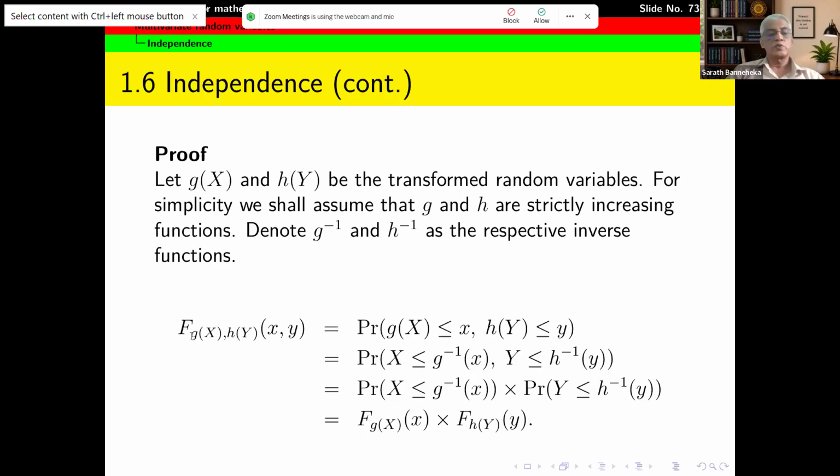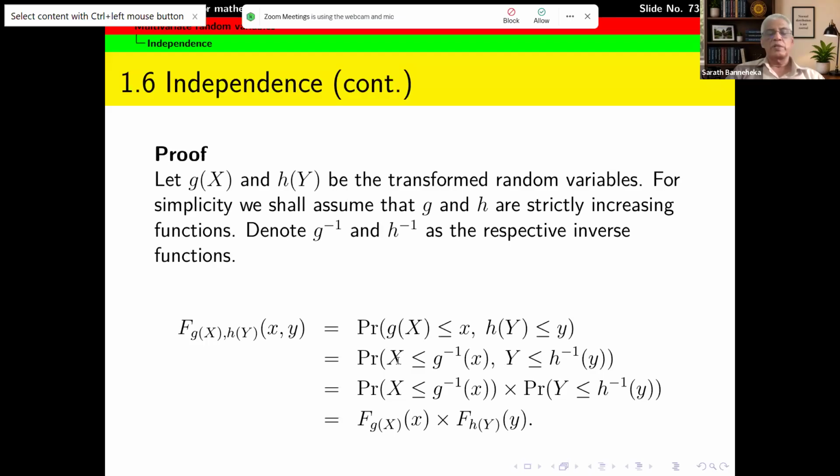So let's look at the cumulative distribution function of g(X) and h(Y) evaluated at some point x and y. By definition, that is the probability that g(X) is less than or equal to small x and h(Y) is less than or equal to small y. Notice that g(X) and h(Y) here have capital X and Y, while small x and y are some real numbers. This can be written as the probability that X is less than or equal to g inverse of x, and Y is less than or equal to h inverse of y. You can consider this inverse because we are considering strictly increasing functions.